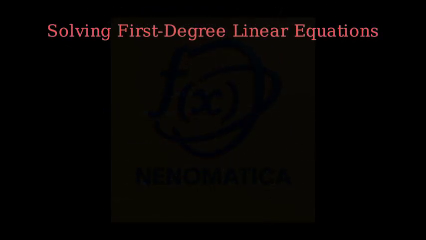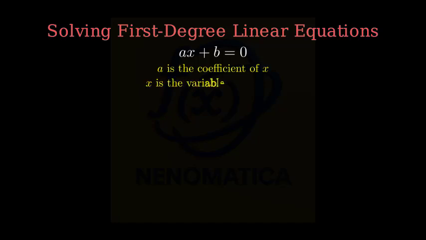Today, we're going to learn how to solve first-degree linear equations with one unknown variable. The general form of any first-degree equation can be written as ax plus b equals 0, where a is the coefficient of x, x is the variable we need to solve for, and b is the constant term. Note that a cannot be 0, because then it wouldn't be a first-degree equation.